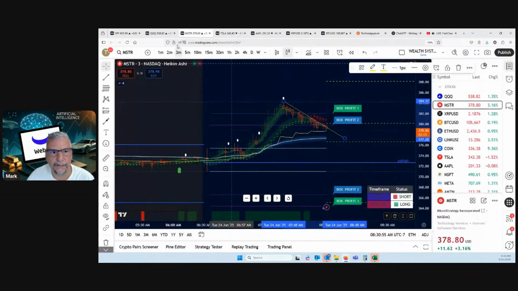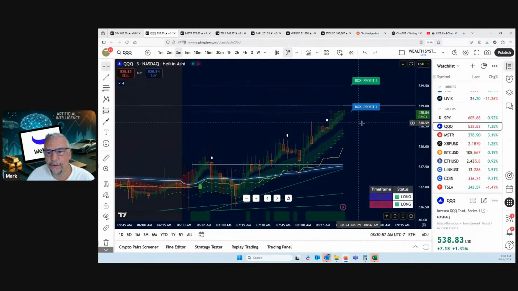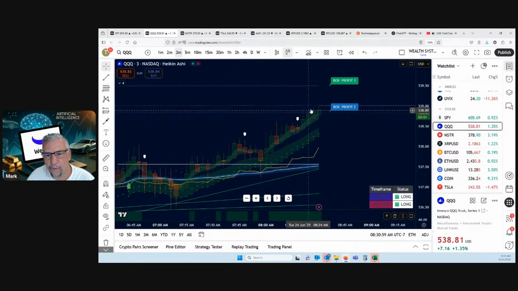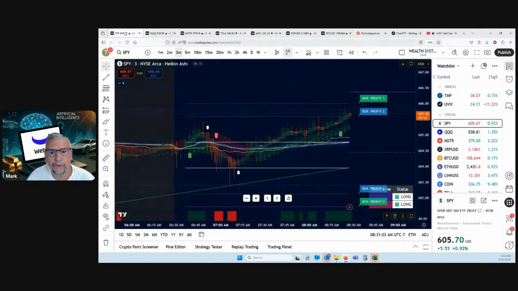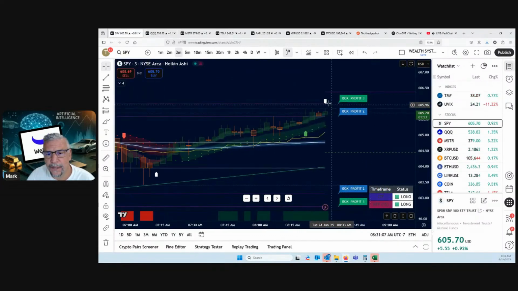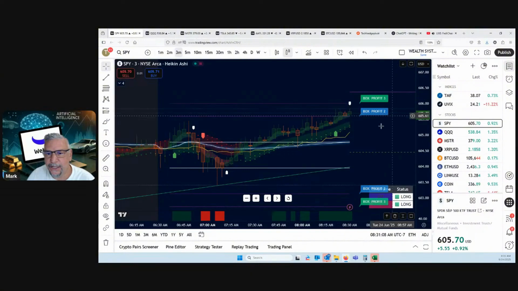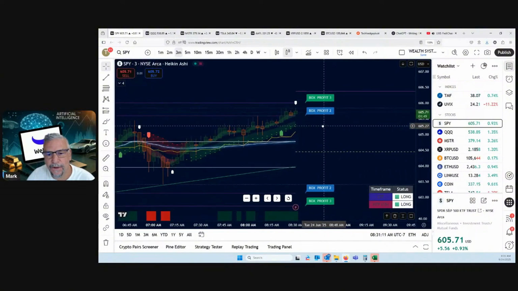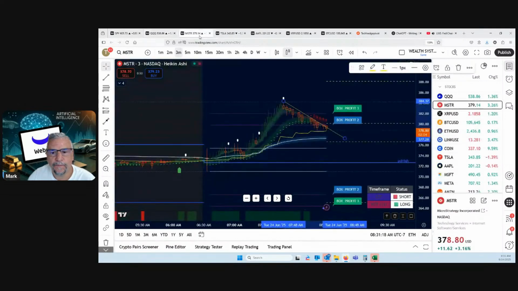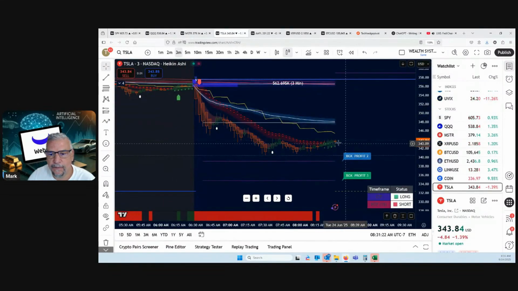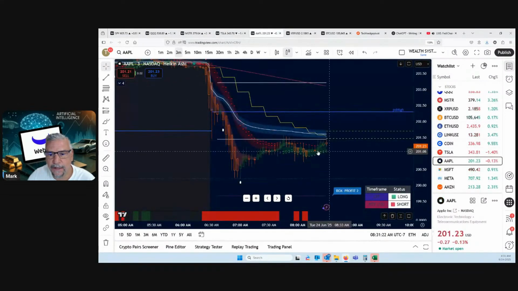All right, let's go back and see what QQQ is doing. So there you go. You got the wicks, you got momentum. We're still headed in a bullish direction. All right, we got a white dot on the SPY. Are we increasing momentum in the positive direction? Are we going to hit the 606.3? Tesla, I would imagine, Apple.